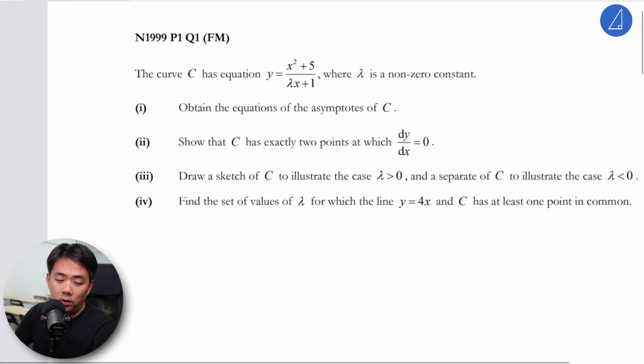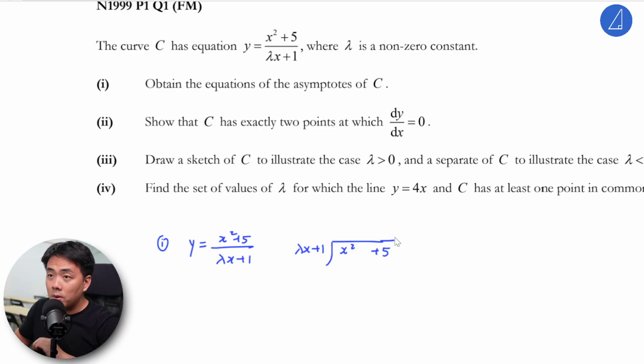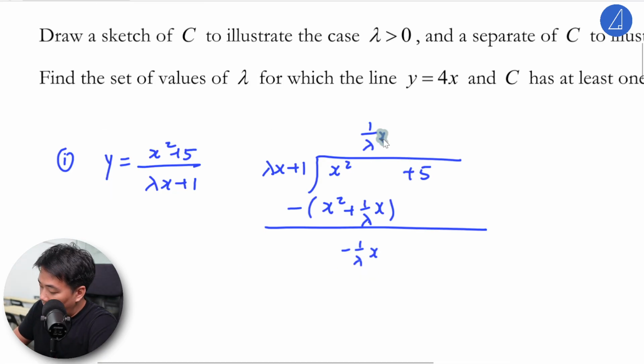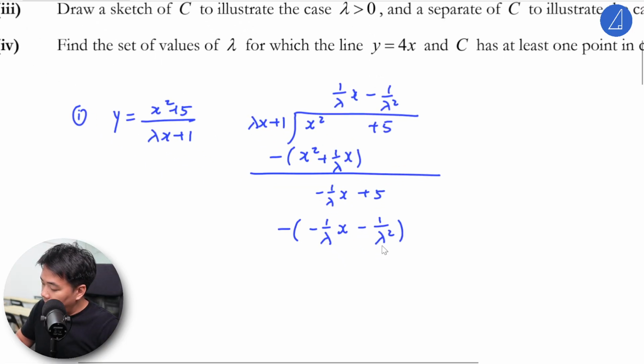I think this is not an issue, just do a long division, then we will be able to find the oblique asymptote and also the vertical asymptote. From here, what we're going to do is just multiply by 1 over lambda, or x, right? Then this will be x squared plus 1 over lambda x. After which, to get negative 1 over lambda x, we just multiply by lambda squared. Then we just minus it off, and we'll get 5 plus 1 over lambda squared for the remainder.